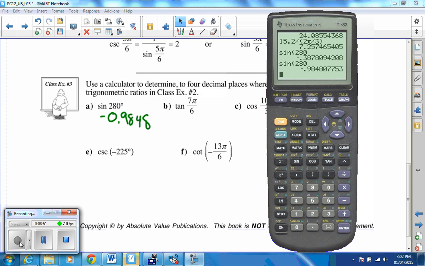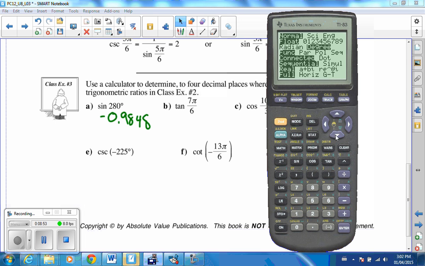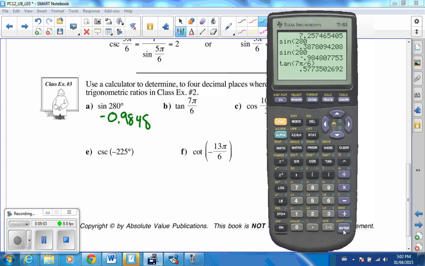So tan of 7 pi over 6, I need to put myself back into radians. 7 pi divided by 6. Soon enough, we'll get our unit circle, and you won't have to mess around with your calculator so much. But this is going to be 0.5774.